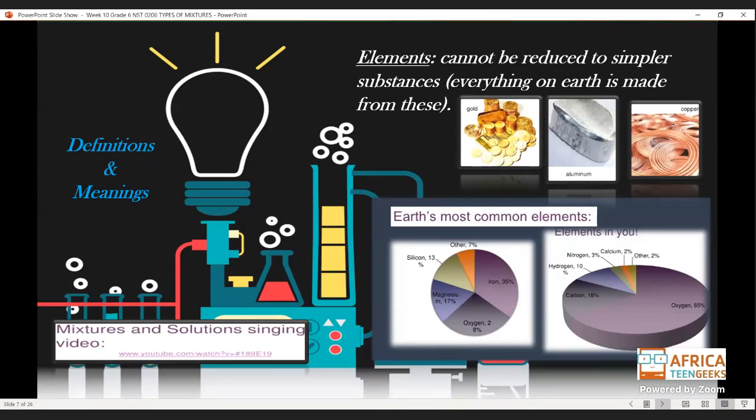You also have, if you look at the pie chart that I've put there, it has all the most common elements that we have on the earth, okay? And these cannot be reduced into anything simpler. Okay, that is what they are. For example, look at the first one. We have iron, magnesium, and oxygen. Okay, we have carbon and we have oxygen. So these are Earth's common elements, all right? And all you need to know is that they cannot be reduced to a simpler substance.